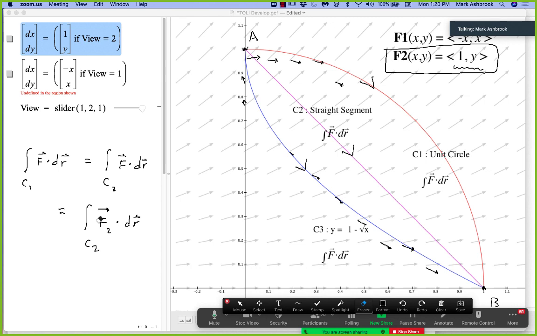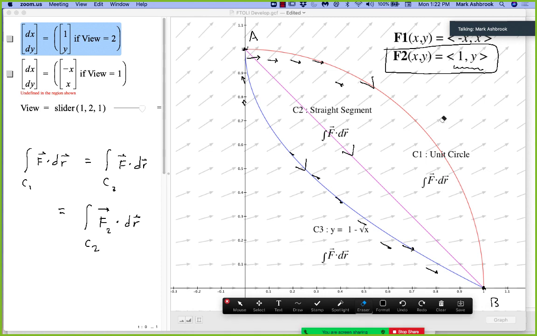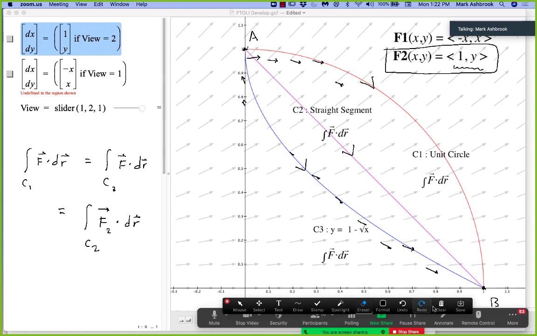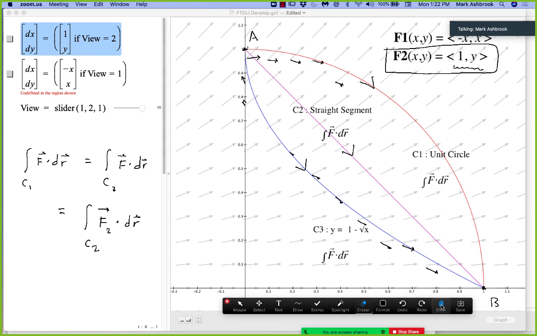All right, so every path from A to B, C1, C2, C3, any weird one you want to draw, is going to give the same line integral, because this is exercising path independence in a gradient field or a conservative vector field. Okay, so now let's look at a different vector field.